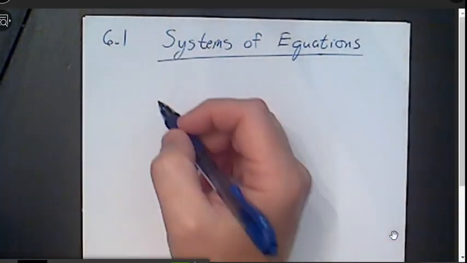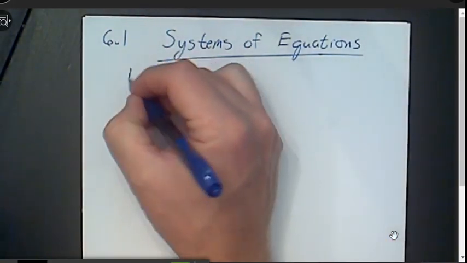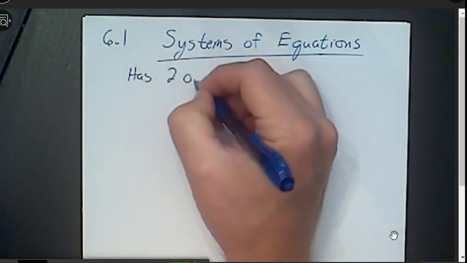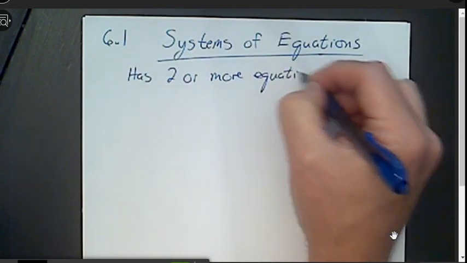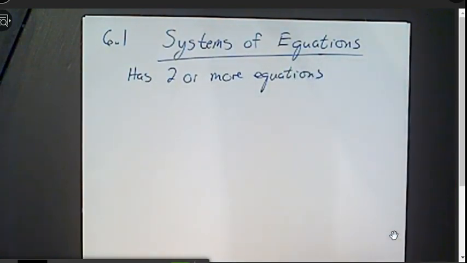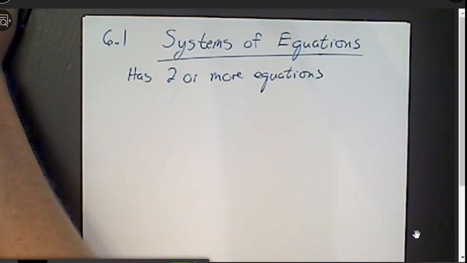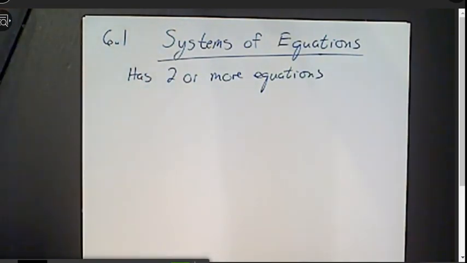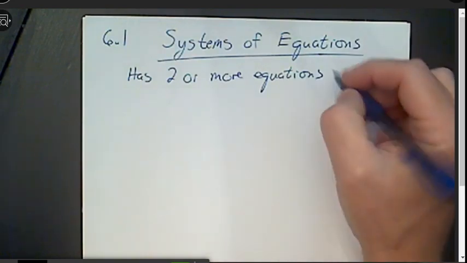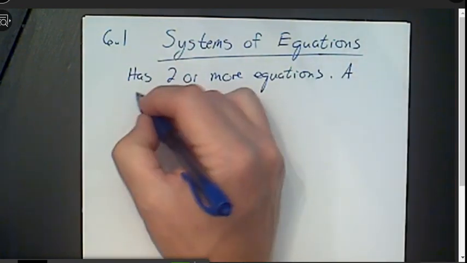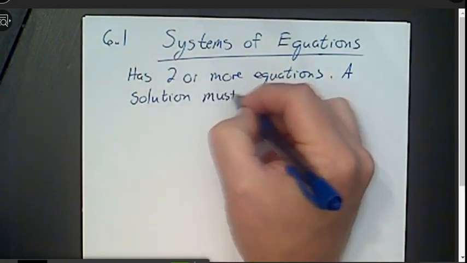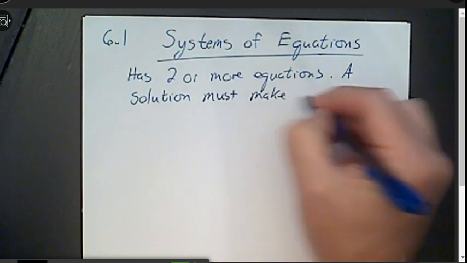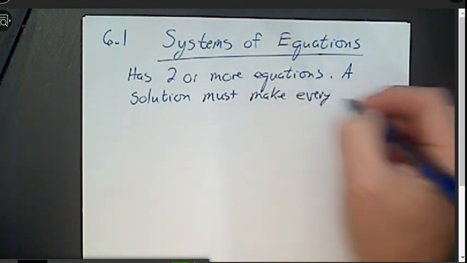Basically, a system of equations has 2 or more equations, and everything we're going to look at here for the first few sections is just 2 equations. So you're not going to have 3 or 4 when it comes off of this. There are 2 or more equations bundled together, and when you find a solution, it must make every equation true.